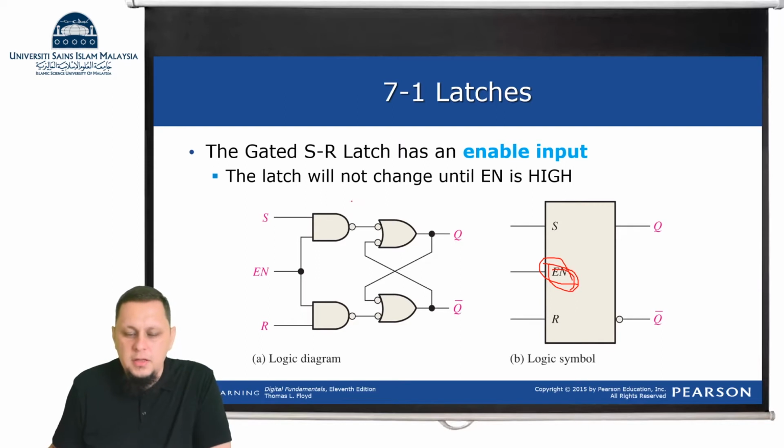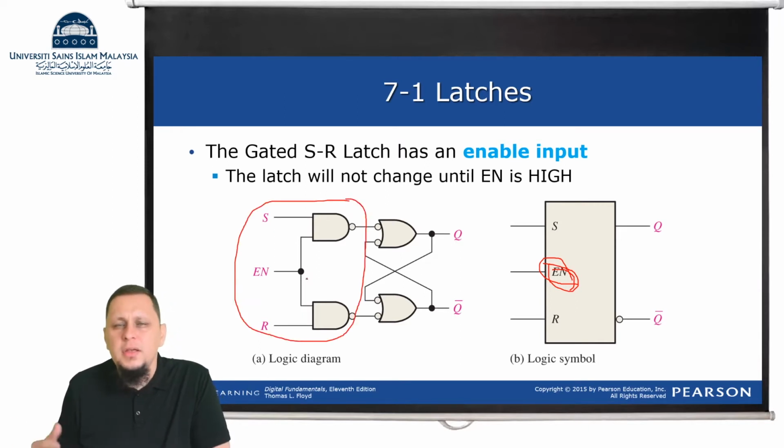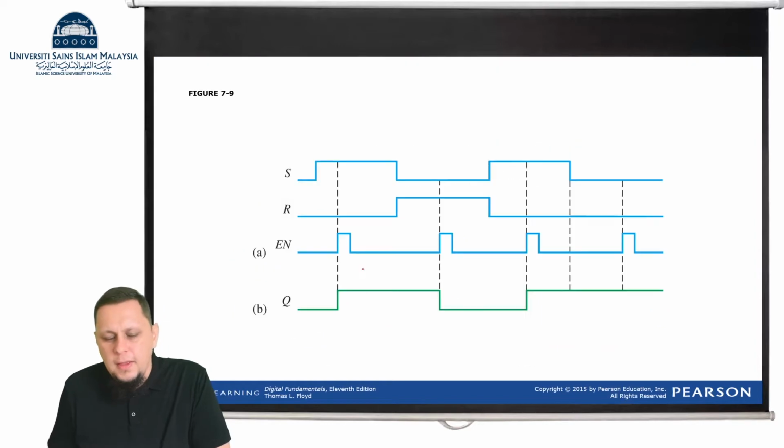So we add this extra part here. This part is now to enable the latch. When you send a high signal through this input, only then will the output be enabled. And as you can see here, the output Q is changing only when EN is high. So when EN is high, the output is changing.